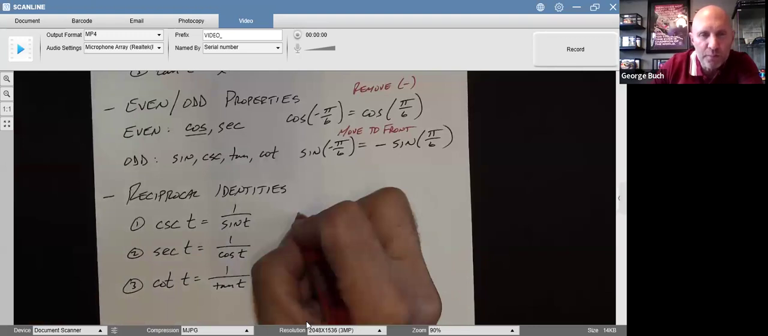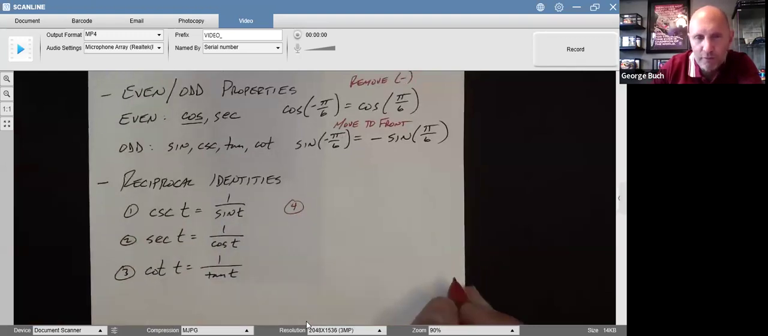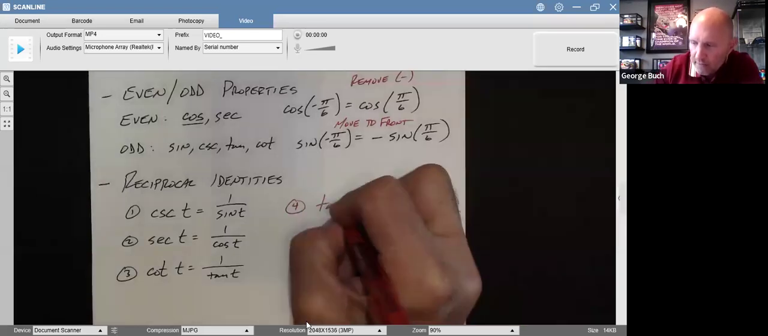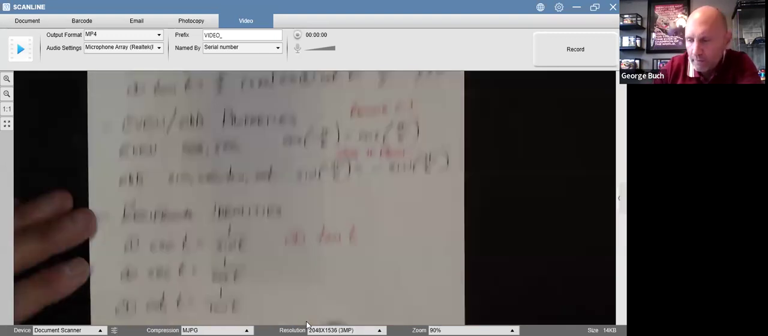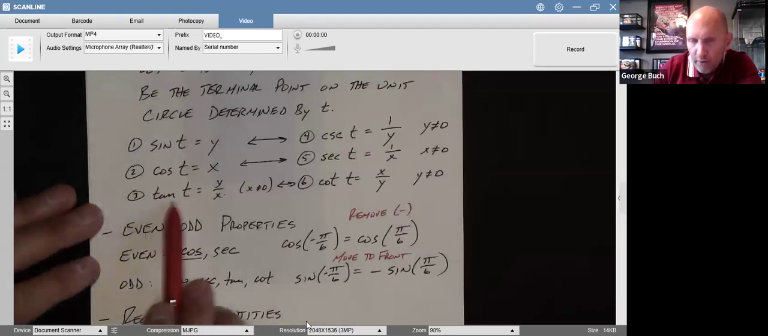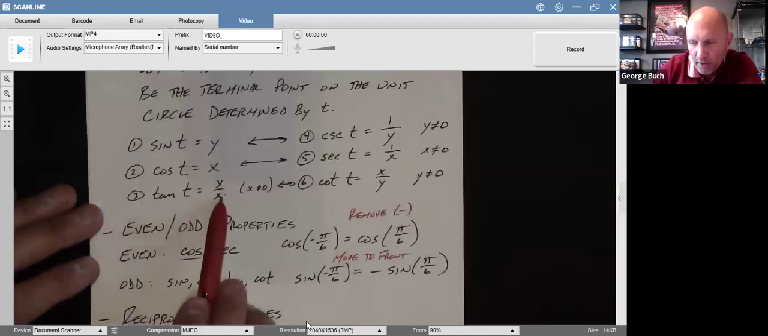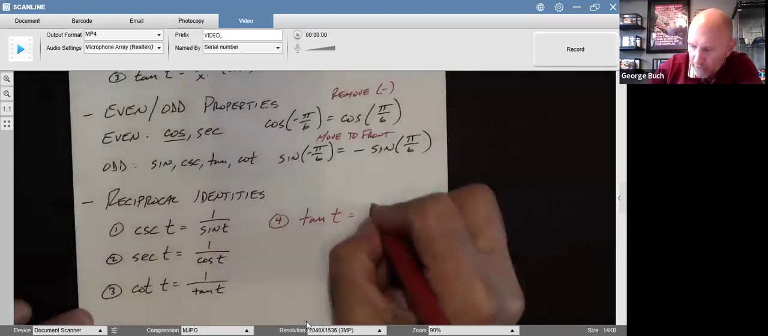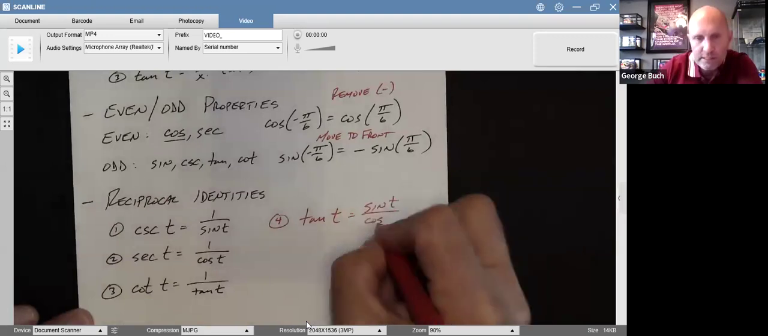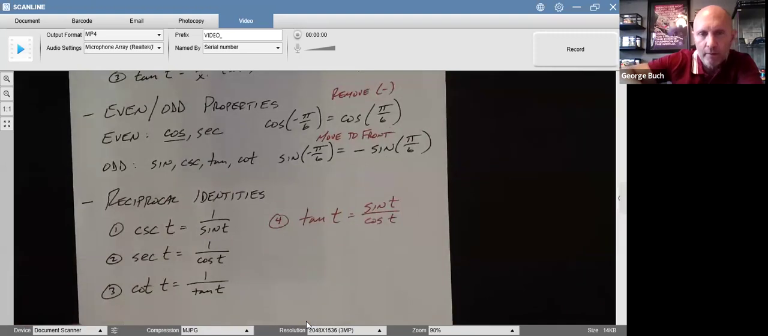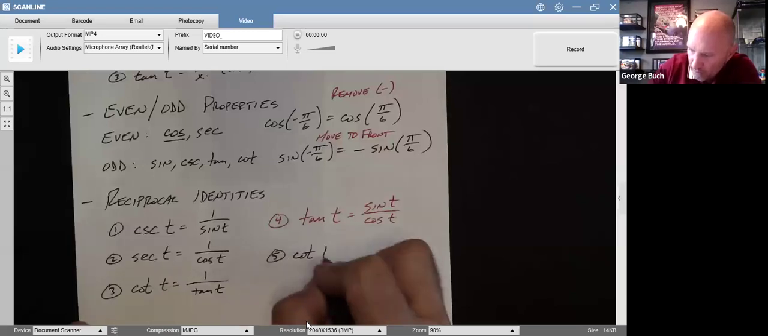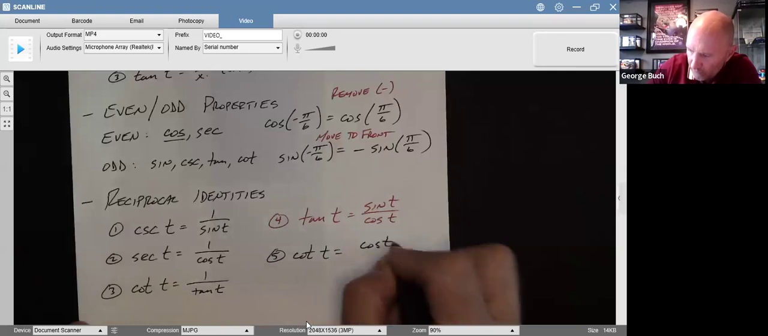4, and yes, I switched pens. It's now red because this one is the reciprocal identity you're probably going to use the most this semester. Tangent of t, all right, let's go back to the start again. Tangent of t is what? It's y over x. What's y? That's sine. What's x? That's cosine. So therefore, tangent is sine of t divided by cosine of t. And then again, because cotangent is just the reciprocal of tangent, I can flip these. So cotangent of t is cosine of t over sine of t, if we wanted to do that.